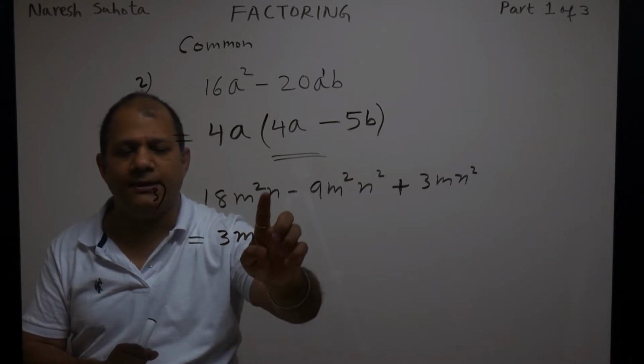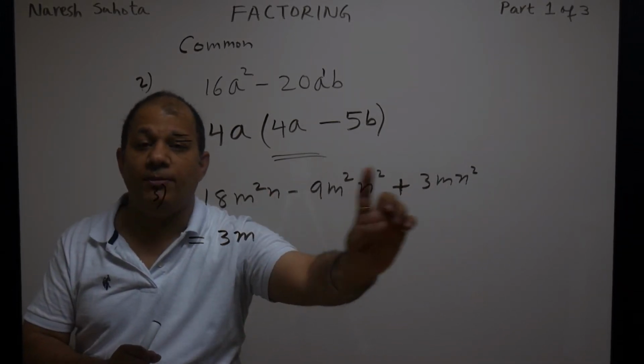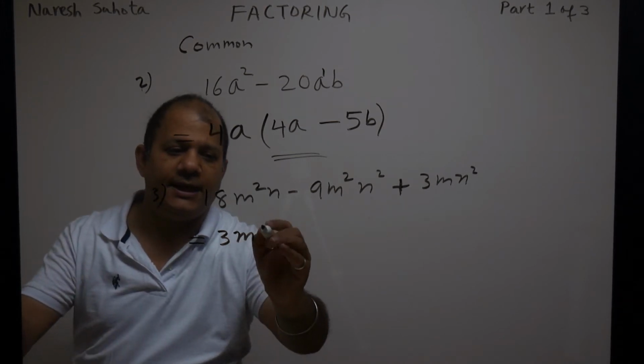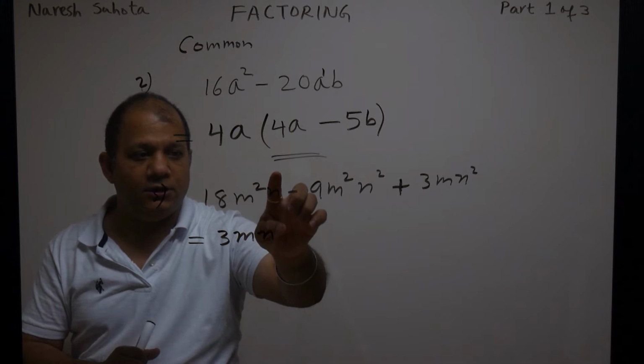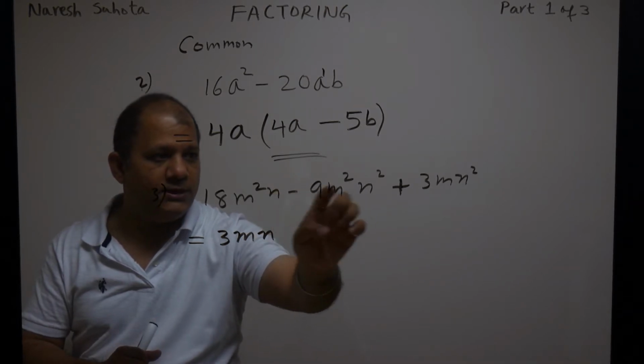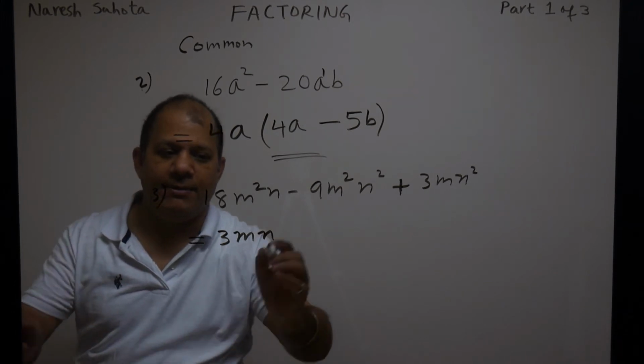And now what about n? Does n appear in all three terms? Yes, it does. So it's common in all three terms. And again, I'm going to take out n with the lowest exponent. Lowest exponent here looks like is 1, this is 2, this is 2. So my common factor is 3mn.